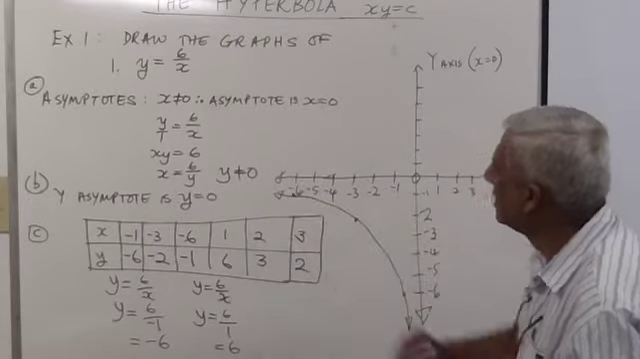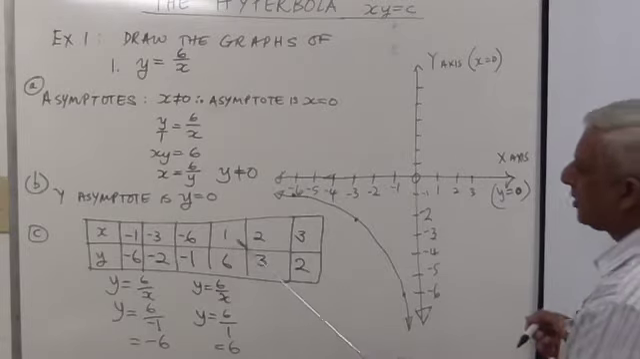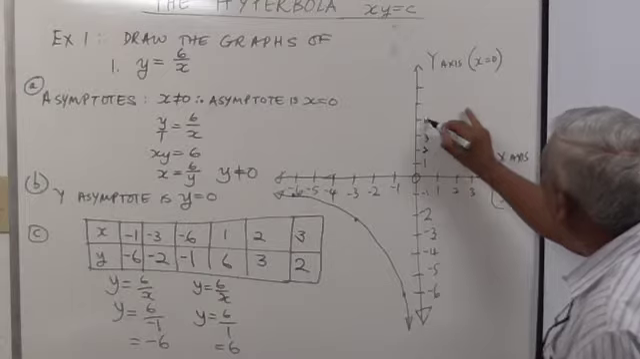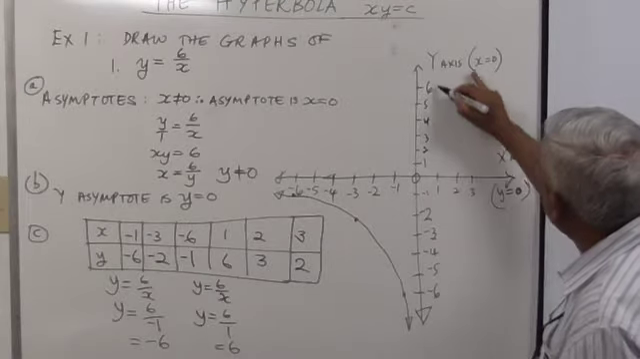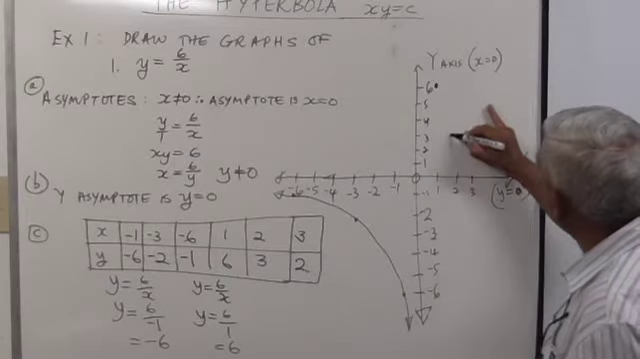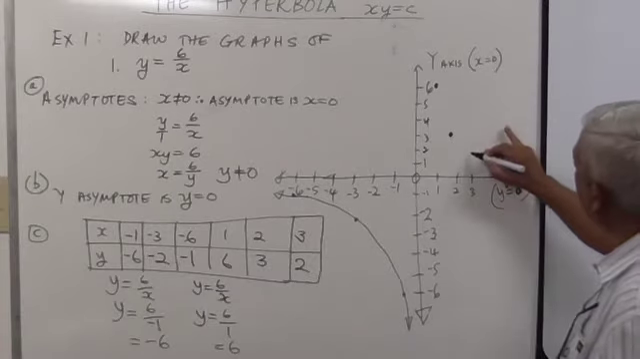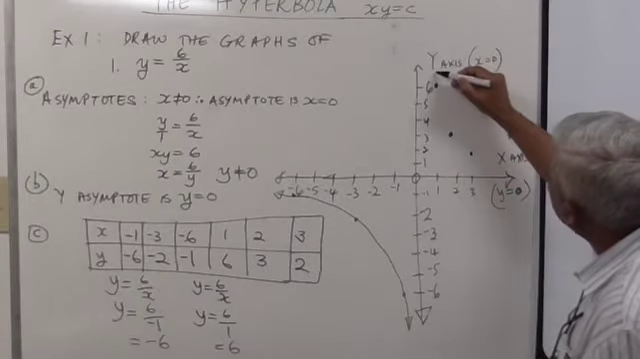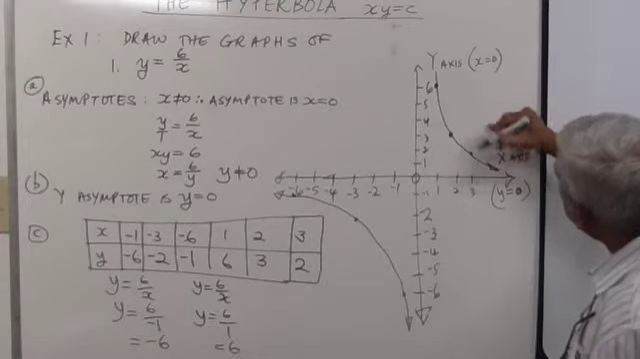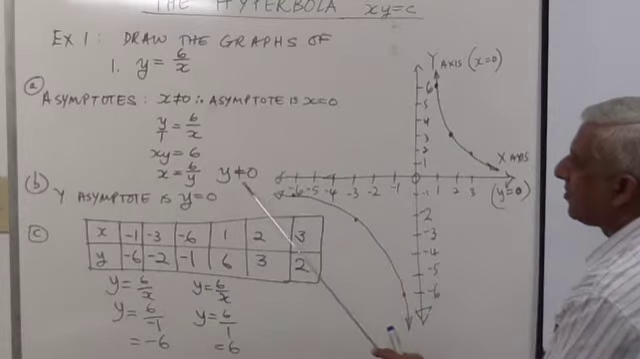Actually, I should have drawn the asymptotes first, but it doesn't matter. I'll plot the points first. That's 1 and 6. Oh, that's 1, 2, 3, 4, 5, 6. 1 and 6 is here. 2 and 3 is here. 3 and 2 is here. So we got the shape now. It's coming here, going this way. And actually I'm supposed to have drawn the asymptotes first.